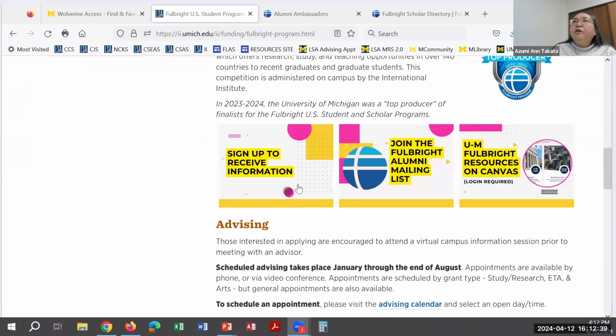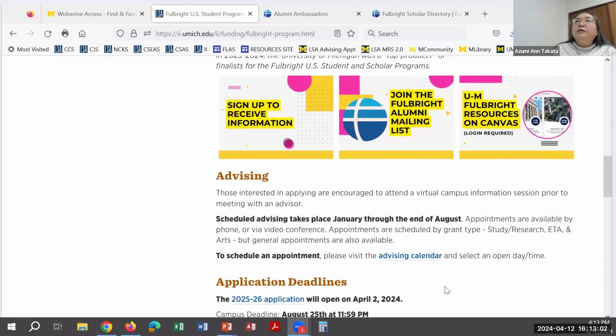Scroll down a little bit, this is the other key part that I want to mention. Please, if you haven't done this already, sign up so that you can be part of our email list. And then this is the link to our Canvas site. If you click on that, that will get you to our Canvas site. And then again, advising information and a link to our advising calendar here as well, where you can sign up for an advising appointment.